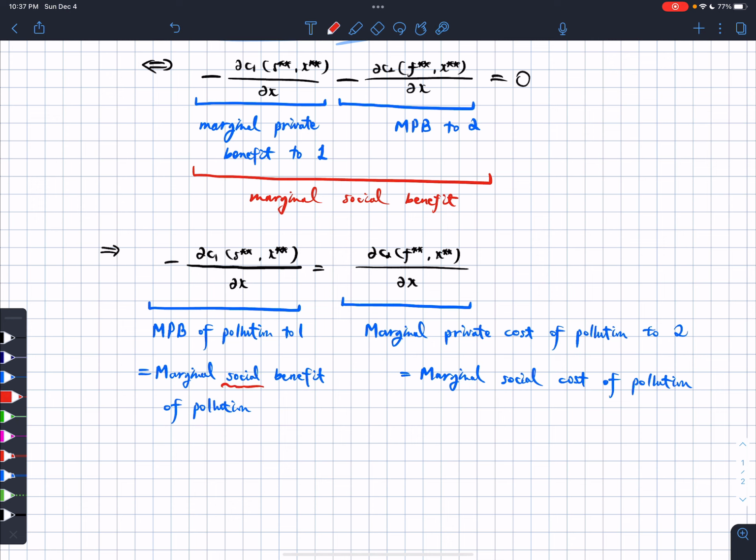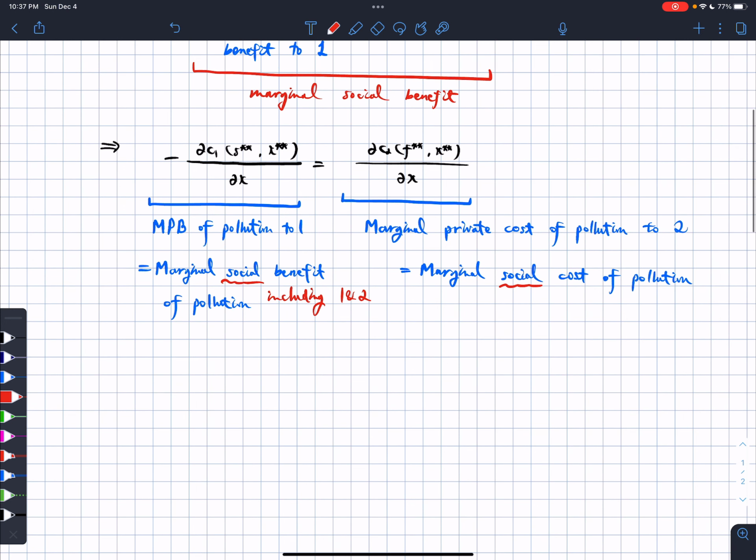So these two, social, mean including both firms 1 and 2. Okay, so the condition we get eventually is that marginal social benefit of pollution should equal marginal social cost of pollution.